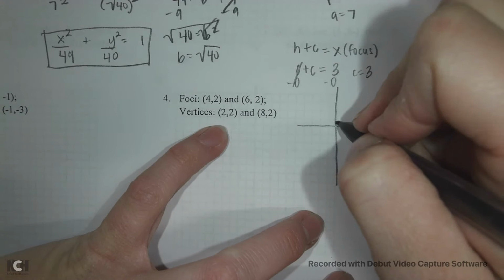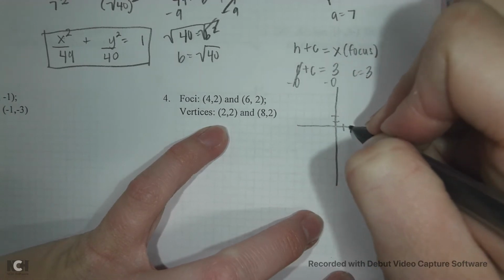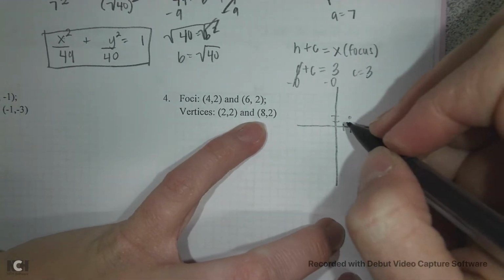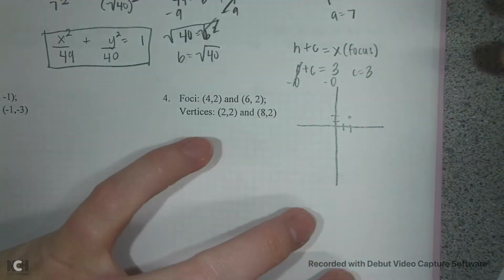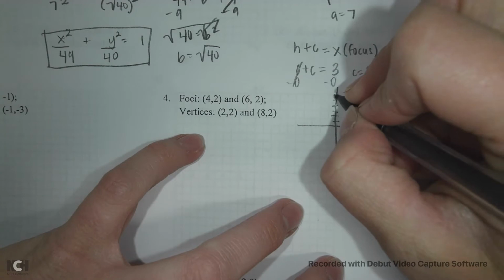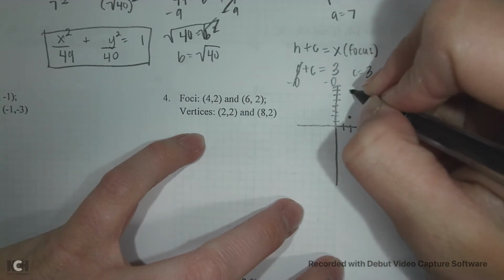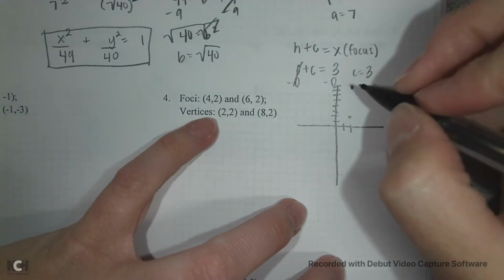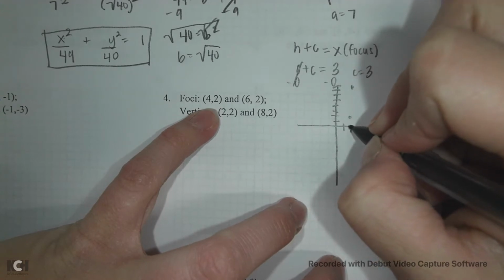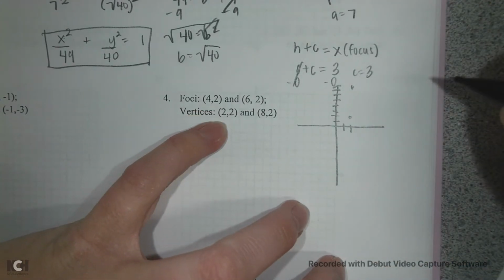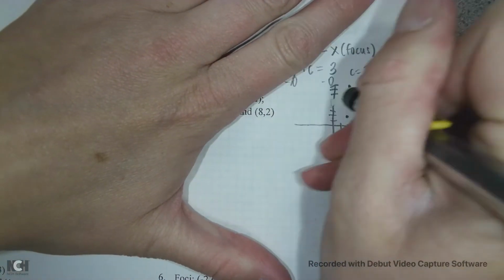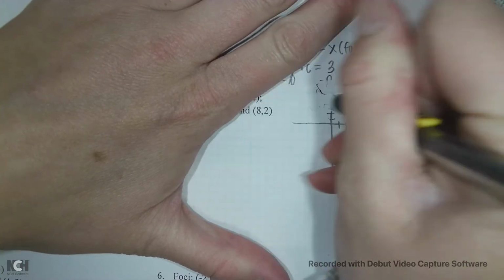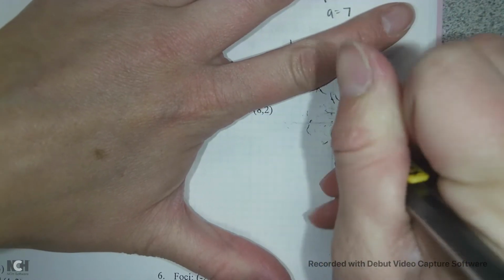Okay, my vertice is at (2, 2), and then my other vertice is at (8, 2). Oh well. 2, 3, 4, 5, 6, 7, 8, 2. My foci is at 4. Oh, I did not count this over well. Oh no, it is. It's horizontal. I'm being silly. Sorry, my bad.